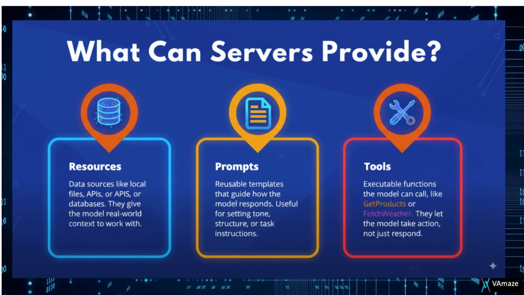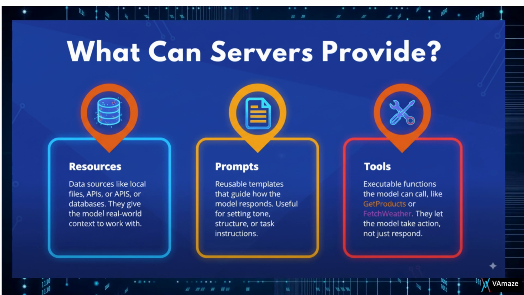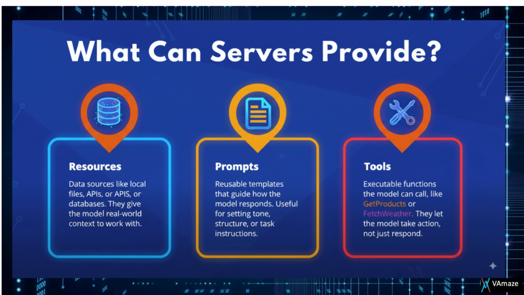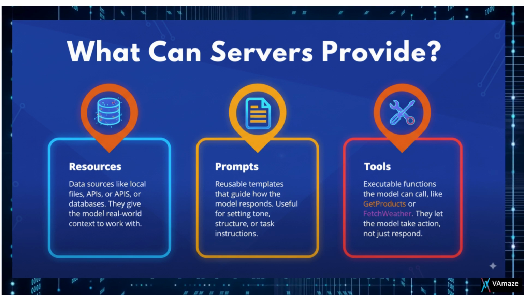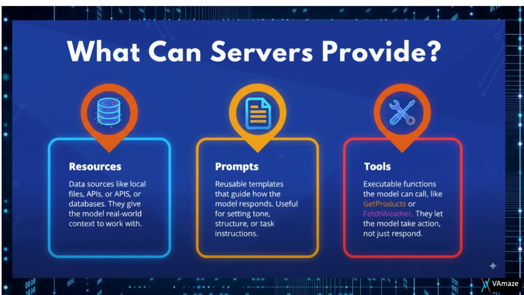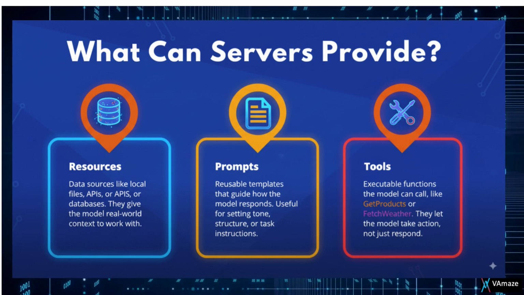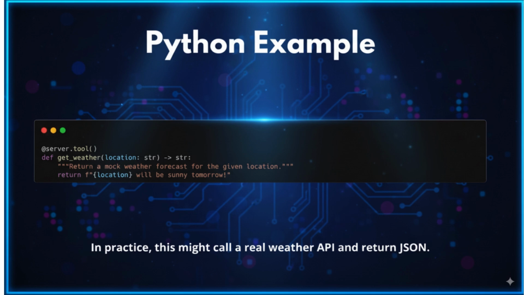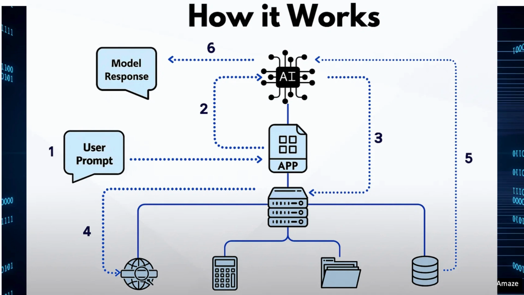Servers can provide three kinds of features: resources, like local files, database entries, or external APIs; prompts, templates that guide AI behavior; and tools, executable functions that the model can call, like git commands or weather fetching. This is where MCP really shines. Tools are like plugins for your AI. You can define them, control their access, and use them to make your agent both smarter and more helpful.